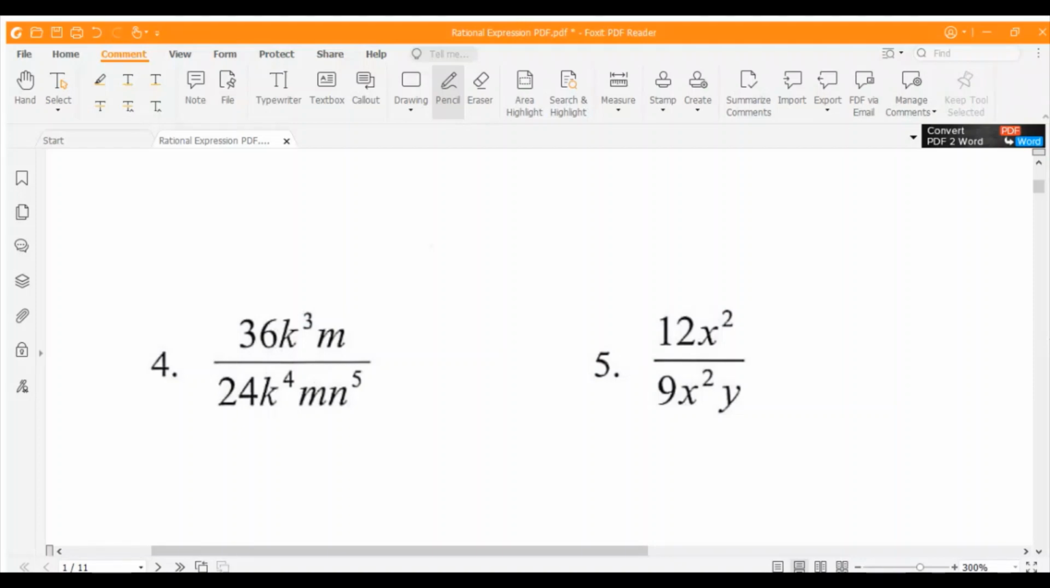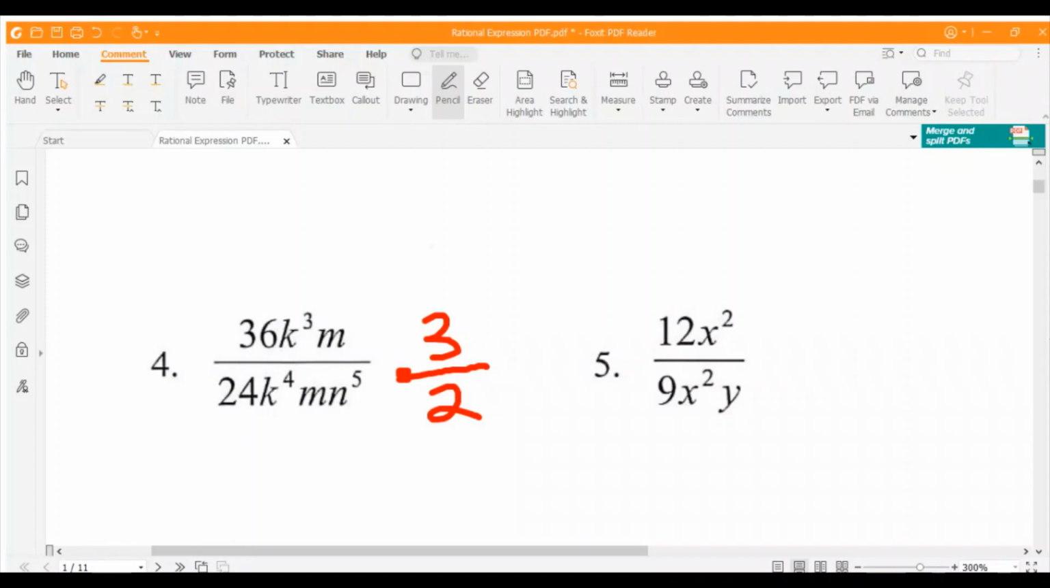Maybe it's 4. I mean, I know 4 goes into 36 and it goes into 24, but you don't want to be too hasty. If you give it some more thought, you'll probably conclude that 12 is the biggest thing that goes into both. 36 divided by 12, of course, is 3. 24 divided by 12 is going to be 2, right? And then you're going to move on to the variables.